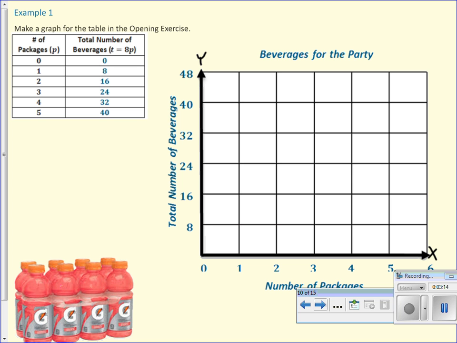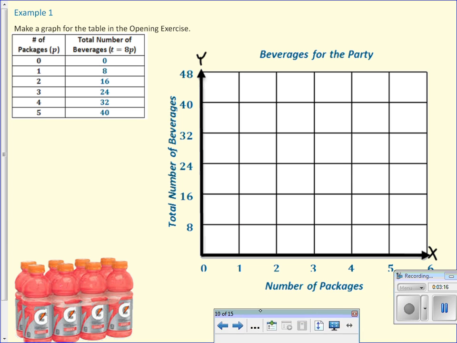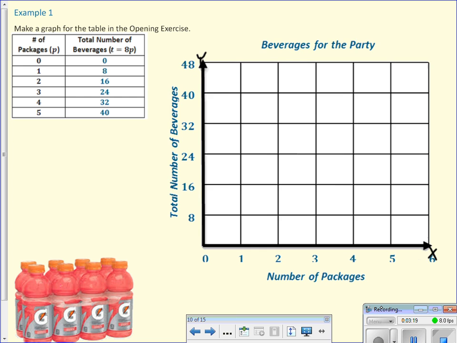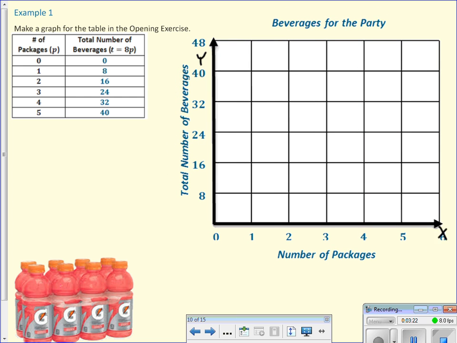So let's start with our heading. We're looking at the beverages for the party. I don't like that they don't have the X and Y axis. Make sure you label your X and Y axis. Now, your independent variable will always go on your x-axis. Your dependent variable will go on your y-axis. You could do it the other way. You would still have the information there. However, it's technically correct when you have your independent variables on your x-axis, your dependent variables on your y-axis.